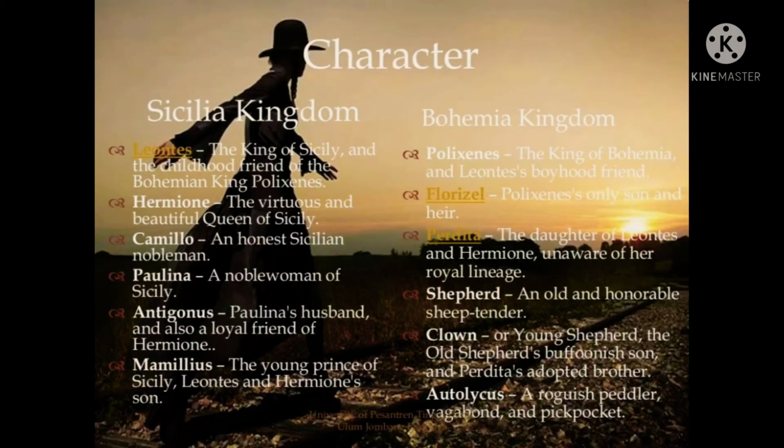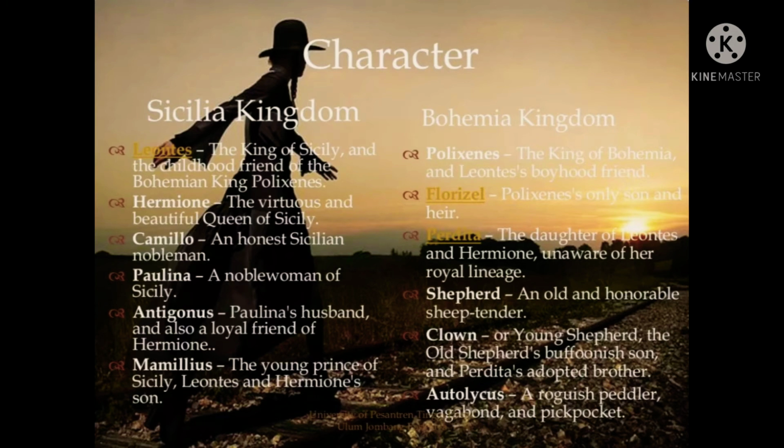And the characters of this play, The Winter's Tale: in this play there are two kingdoms. One is the Sicilia kingdom, and the other one is the Bohemia kingdom. First, we can see the Sicilia kingdom characters. In Sicilia, Leontes is the king of Sicily and the childhood friend of the Bohemian king Polyxenes, and Hermione is the wife of Leontes. It means she is the queen of Sicilia, and she was virtuous and beautiful.